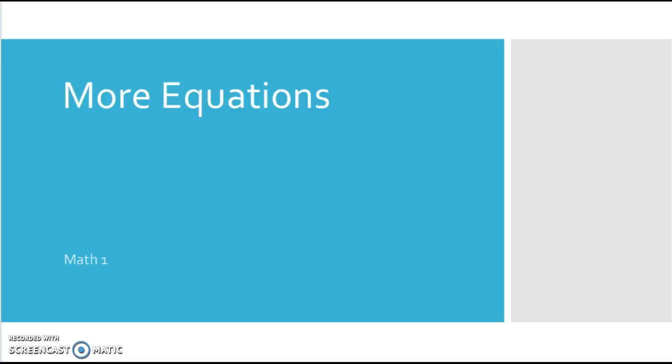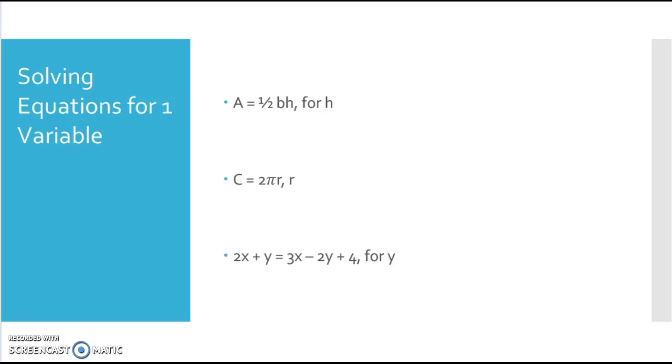Now we're going to look at some more equations, and we're going to use what we've done solving equations to apply some word problem type equations. So, solving equations for one variable. We're getting formulas or equations that are already given to us, and we want to get one variable by itself. For the first one, I've got A equals 1/2 base times height.